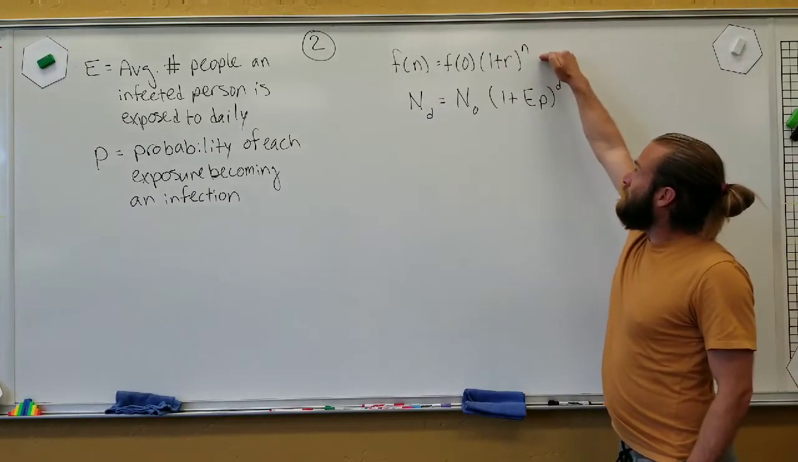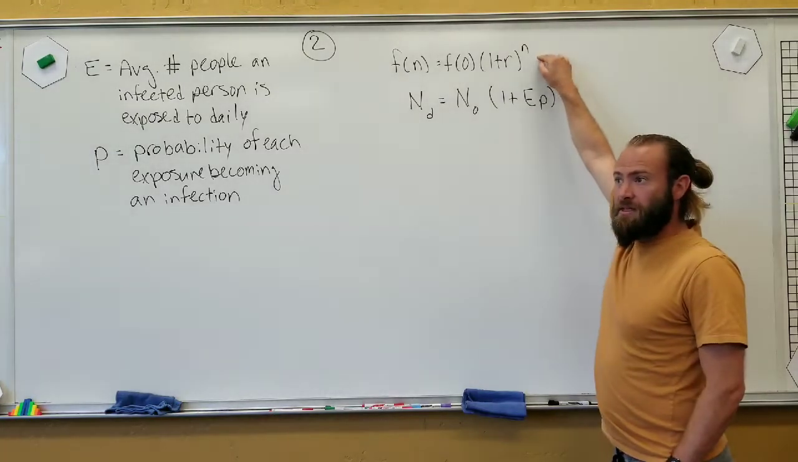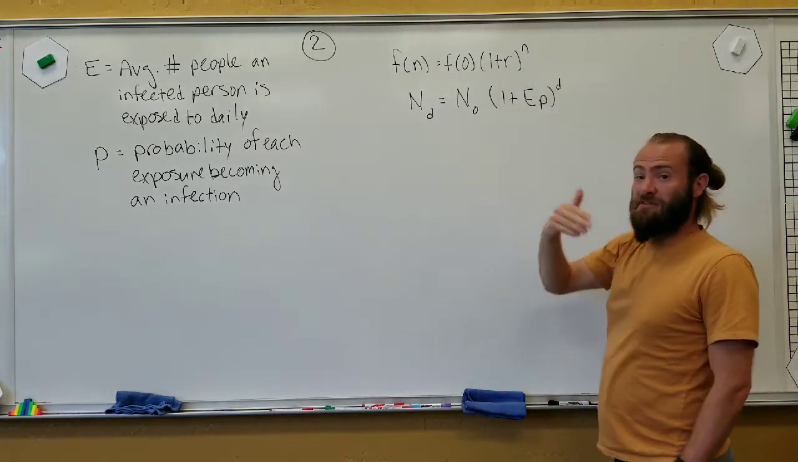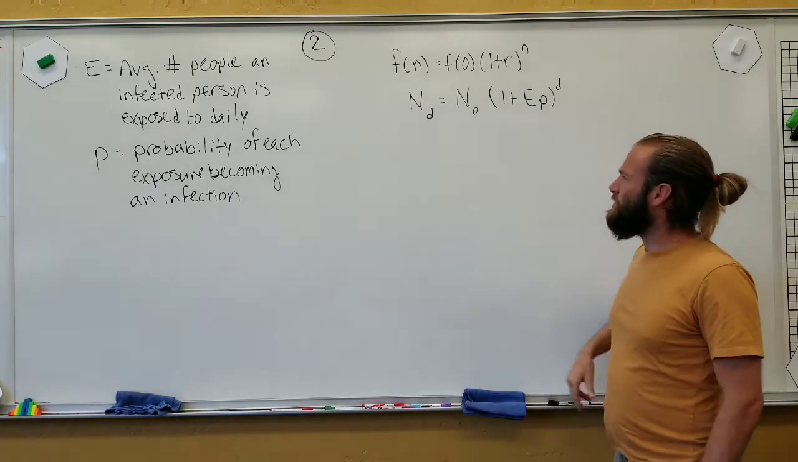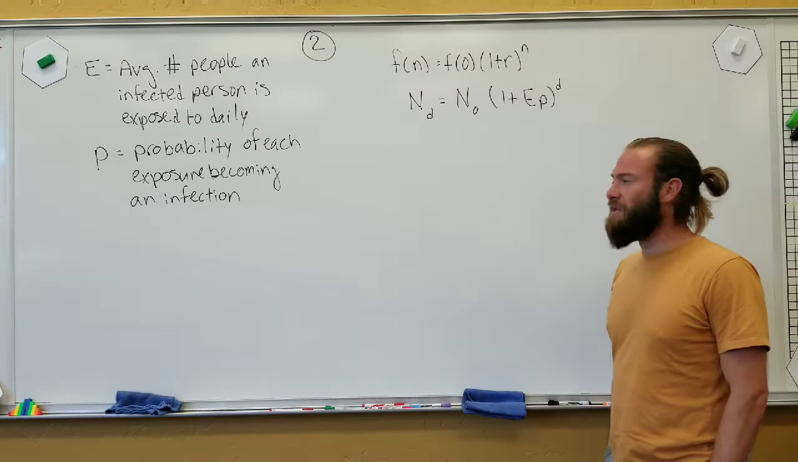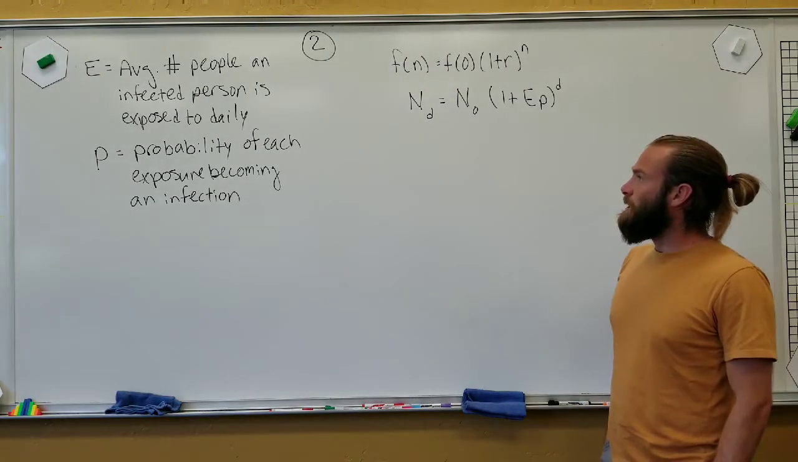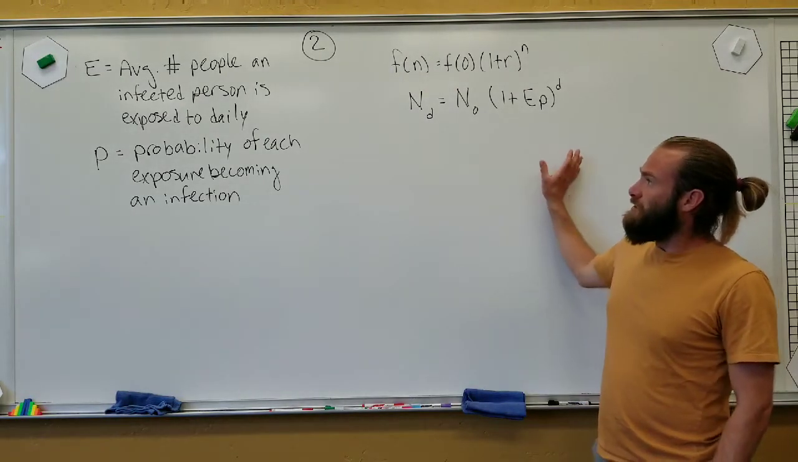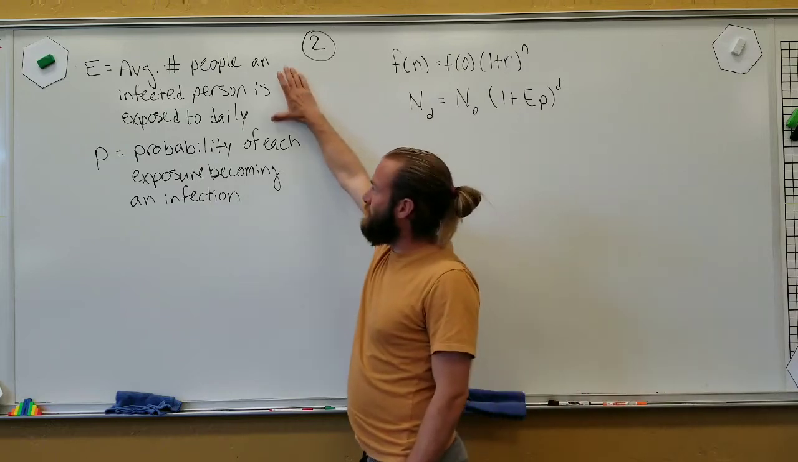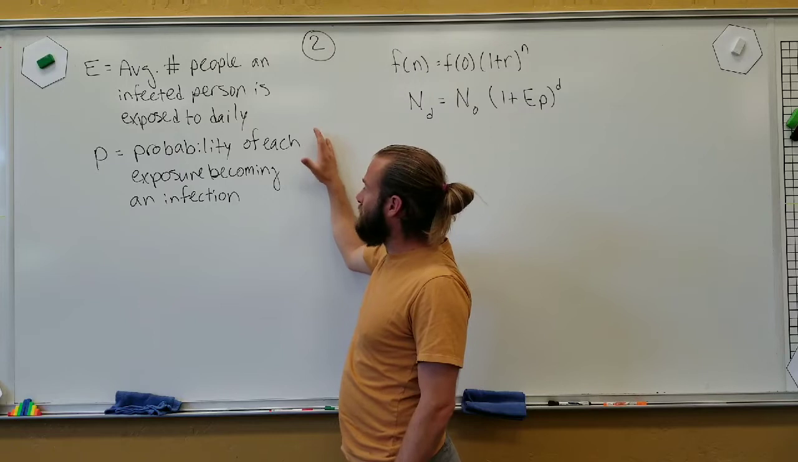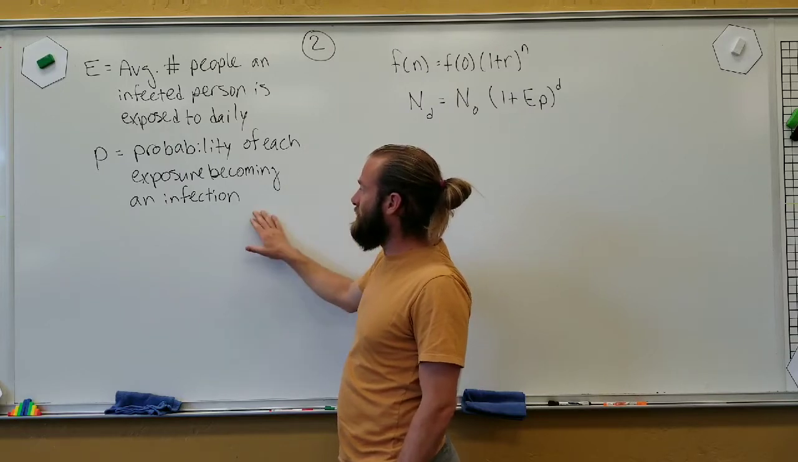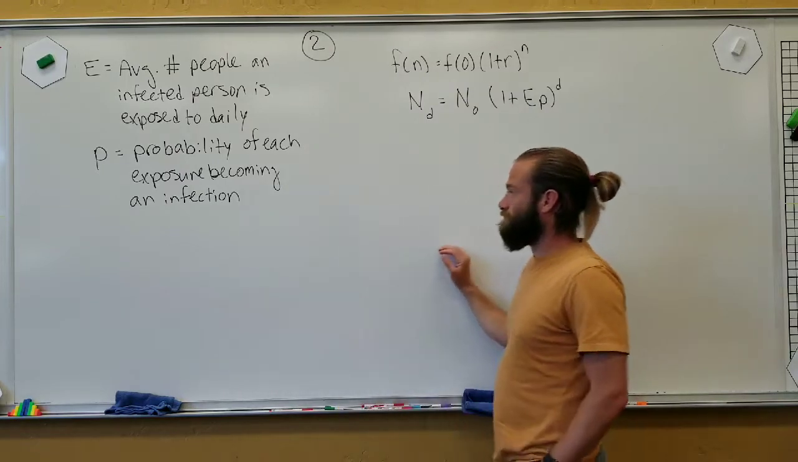So we've seen the general formula for anything that's growing exponentially if you're given a growth rate for the closed form rule, but let's take a deeper dive into a formula that you're going to be seeing in the video that you're going to watch. In this case, the average number of people an infected person is exposed to daily, we're going to call E, and P is the probability of each of those exposures becoming an infection.